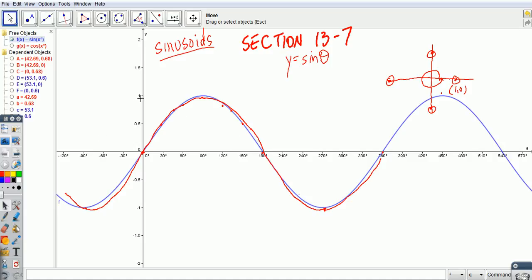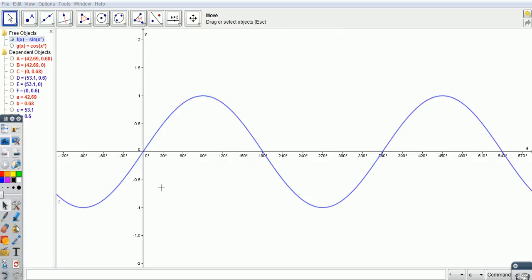It's a nice smooth curve, and I'm going to show you something else that's kind of cool. Let me get rid of all that junk that I just wrote. Clear the page. There we go. Now we've got a nice pretty picture, and you can see that nice smooth curve. Do you see it? 0, 0, 90 and 1, 180 and 0, 270 negative 1, 360 0, and it just starts the whole routine all over again.